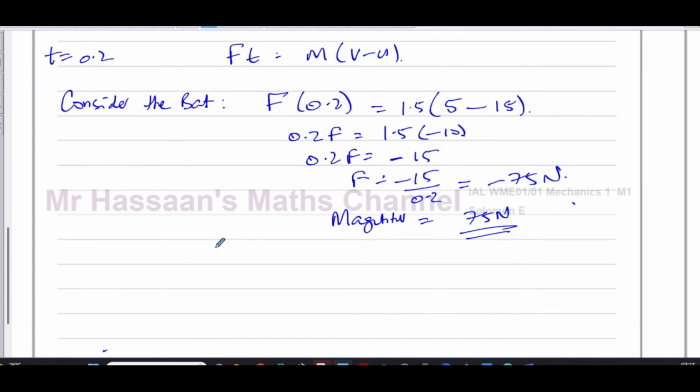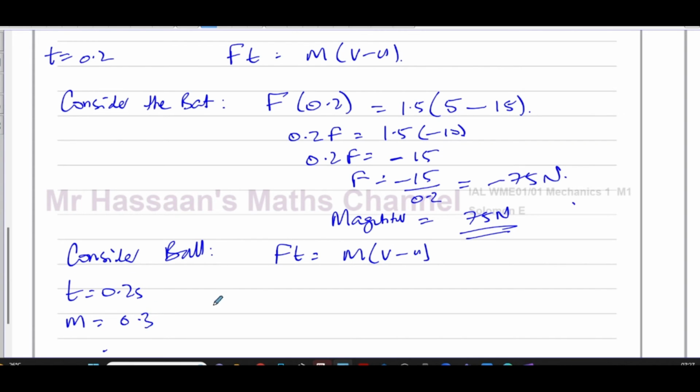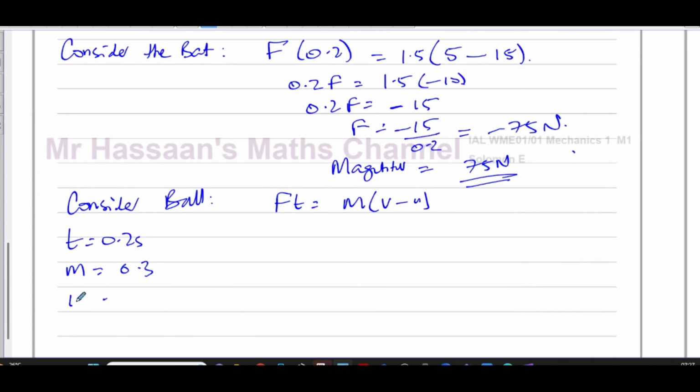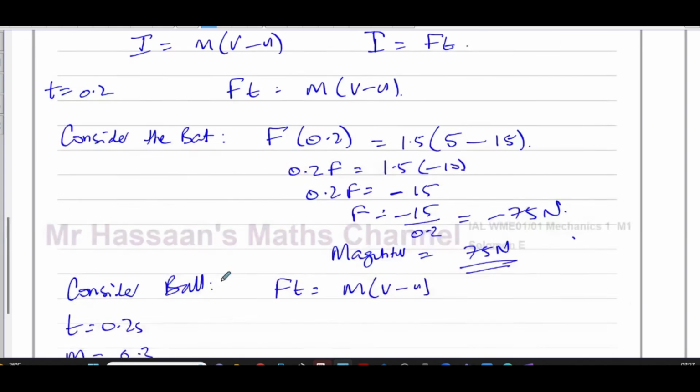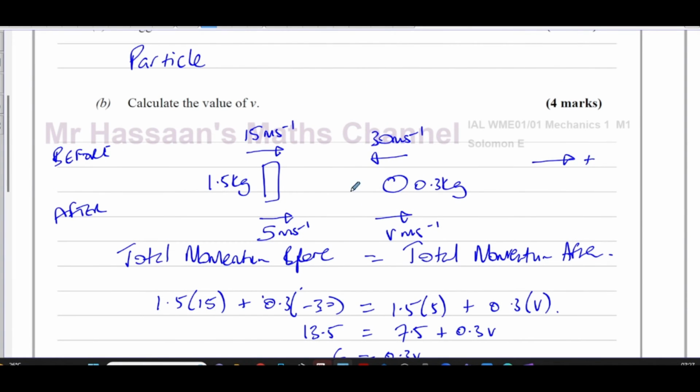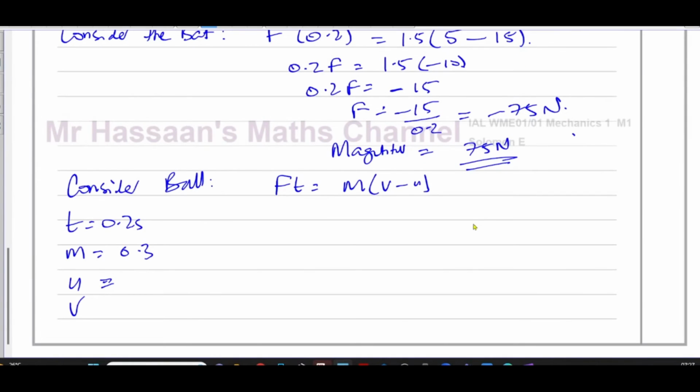Now, if we consider the ball, we should get the same answer. We considered the bat because we have both the velocities given in the beginning of the question anyway. But if we consider the ball, we'll still have the same situation where the force we have to find, the time is still 0.2 seconds, but the mass of the ball is 0.3 kilograms. The initial velocity and the final velocity will also be different. The initial velocity of the ball is negative 30 because it was going in this direction, what we call negative. And the final velocity of the ball was positive 20. So it should give us the same answer exactly.